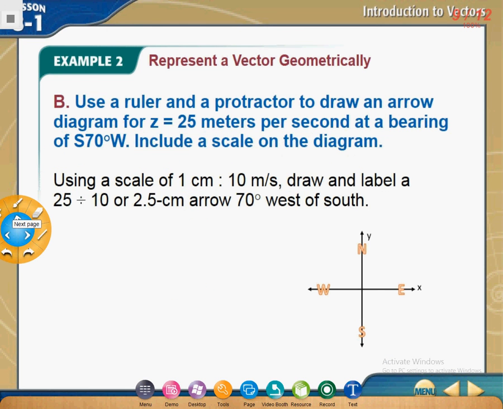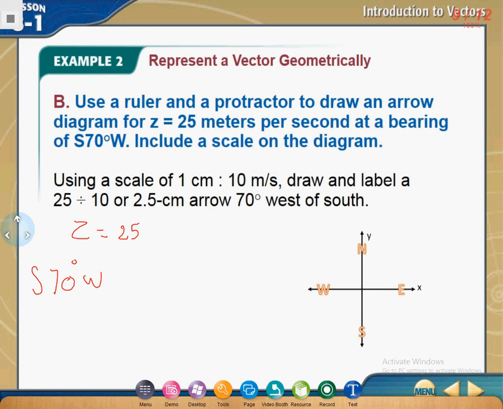Can you try this? I'll give you 1 minute. We have z equal 25 meters per second, 70 degree west of south. Okay, did you finish? Excellent. Let's start. Now Z is 25. 25, it's a big number. I can't represent it here in this small graph. So I need to put a scale.